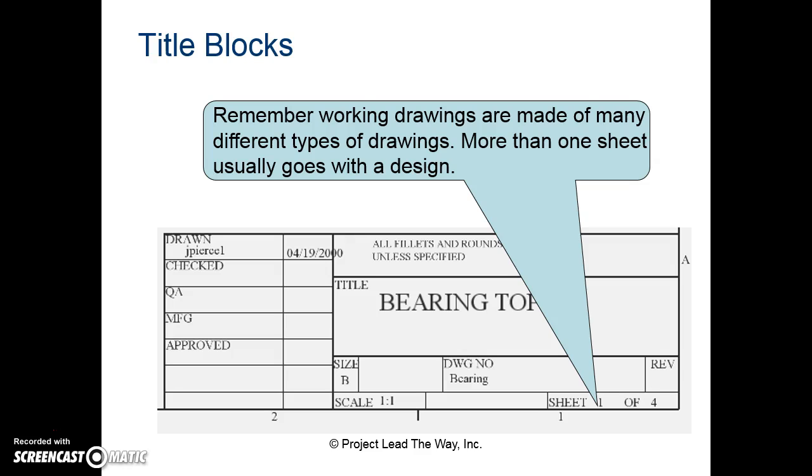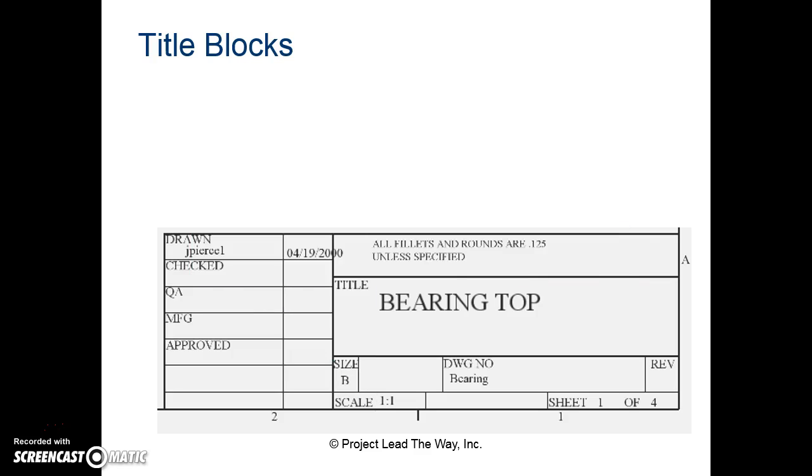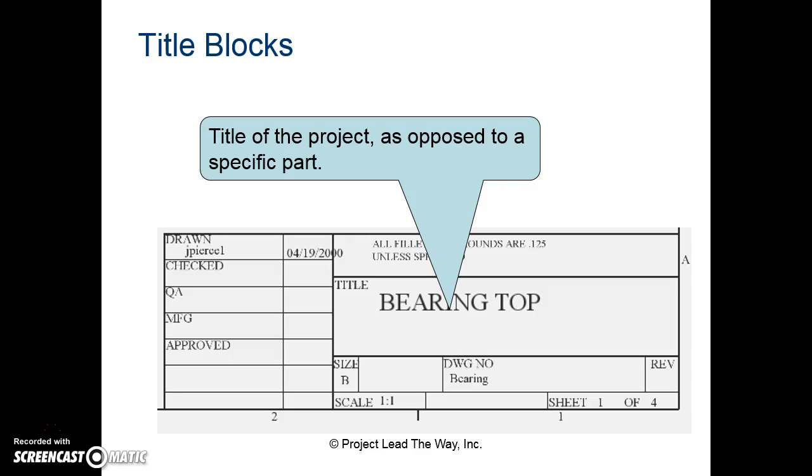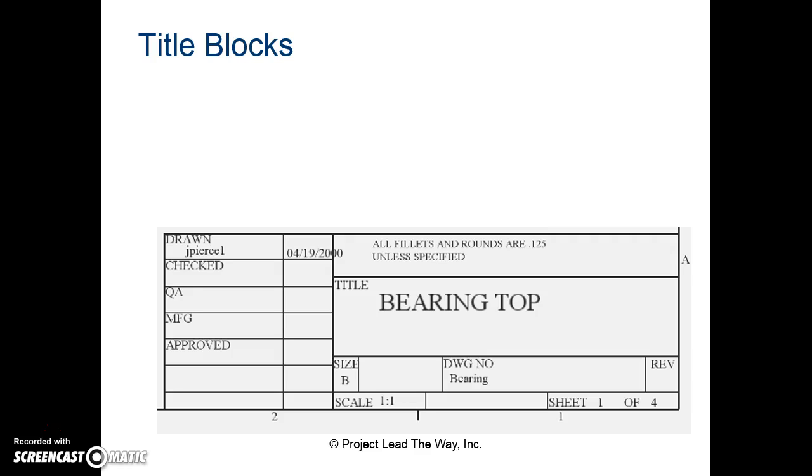Remember, working drawings are made of many different types of drawings. More than one sheet usually goes with the design. So this is showing 1 of 4. Scale of the part is important so that the reader understands the relative size of the parts. Title of the project as opposed to a specific part. Drawing number or specific part name in relationship to the total design.